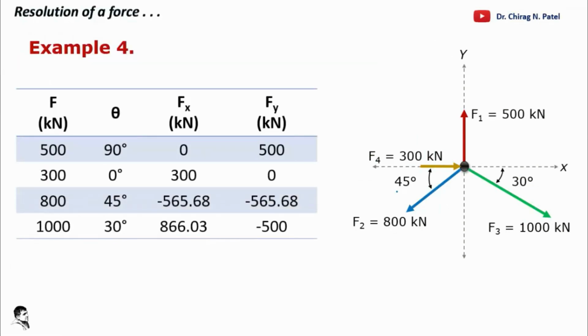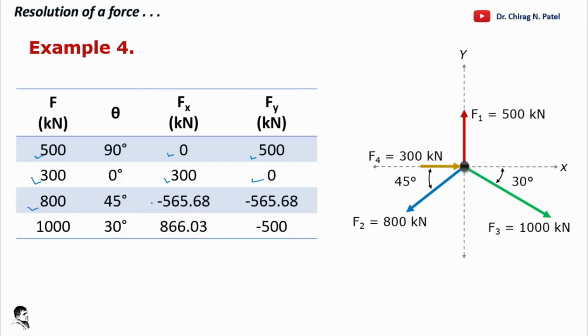Now to resolve that, you can also resolve using a table form. So here we take the 500 kilonewton force that is towards the y direction, so the component Fx would be 0 and Fy is completely 500 kilonewton. The 300 kilonewton, if we take, is completely in the positive x direction, so we have only one component, that is Fx, and the Fy component is completely 0.